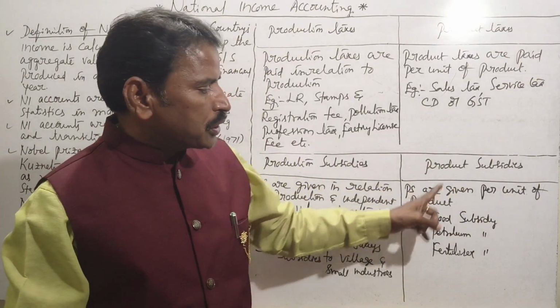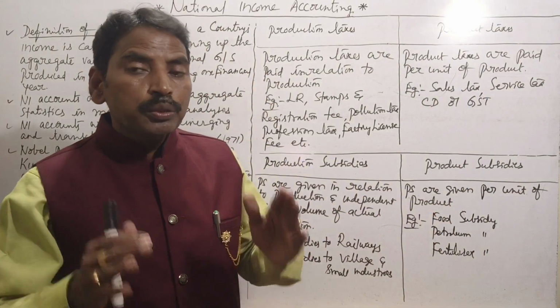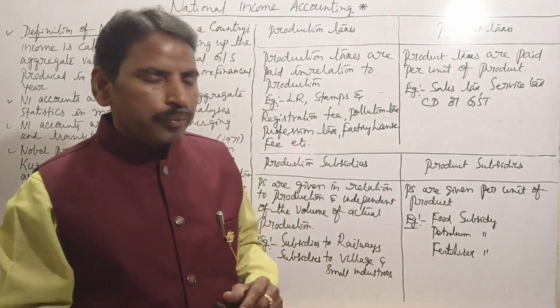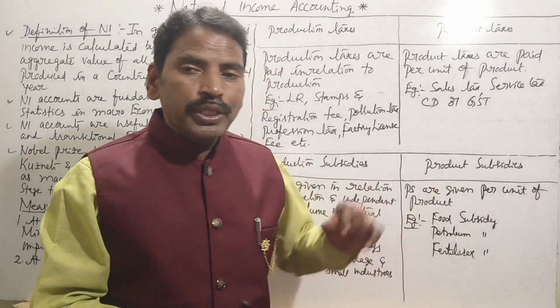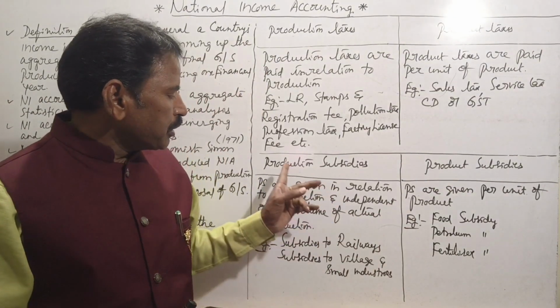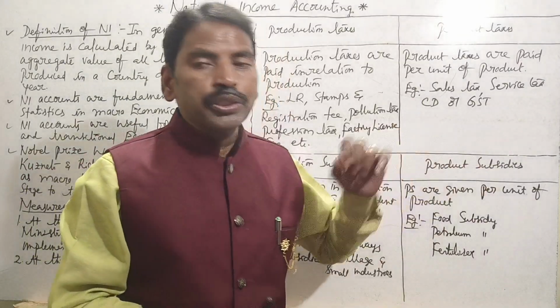On the other side, product subsidies are given per unit of product. That is food subsidy, petroleum subsidy, fertilizer subsidy, etc. These are the differences between production subsidies and product subsidies.